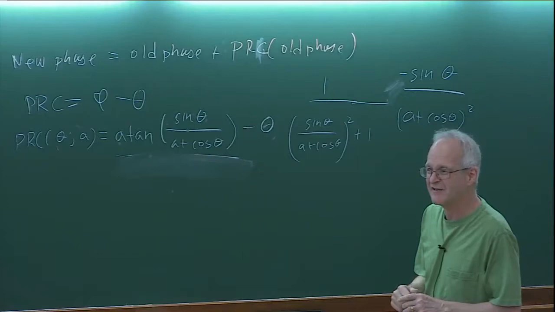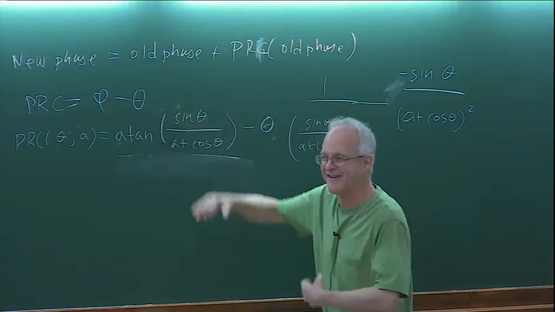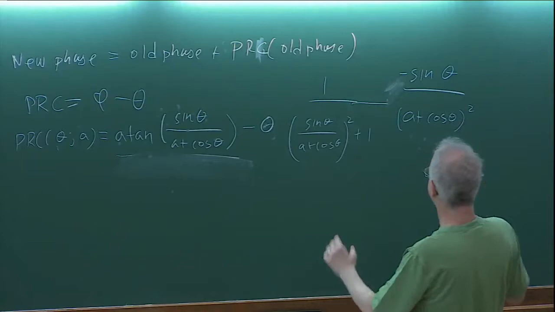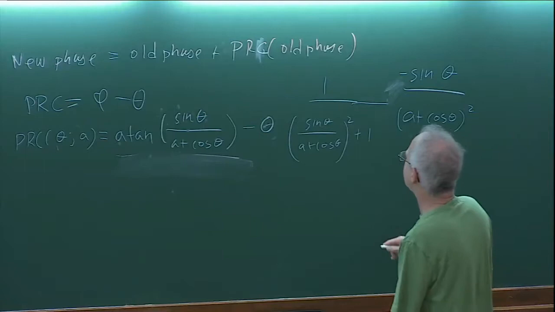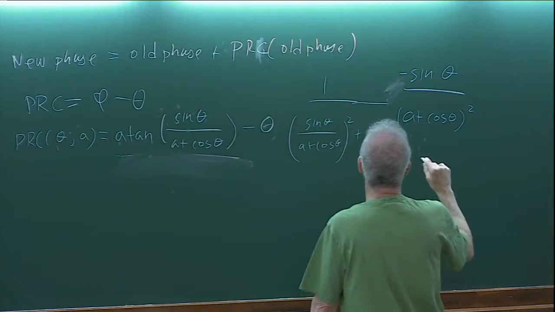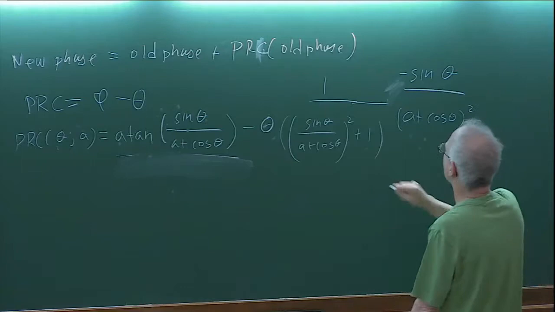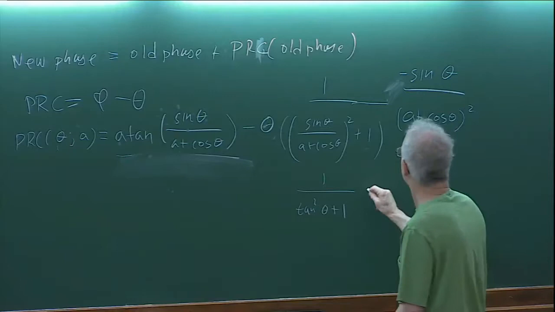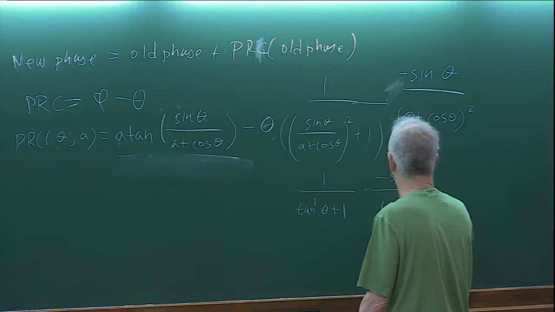Didn't I do the derivative with respect to A of this? The derivative of arctangent and then the derivative of that, and that's 1 over x. The derivative of 1 over x is minus 1 over x squared. Okay, so now take A equals 0. And what do you get? If I did my algebra right, this is 1 over tan squared theta plus 1, times minus sine theta over cosine squared theta.